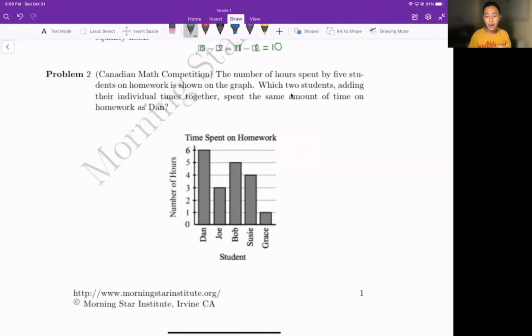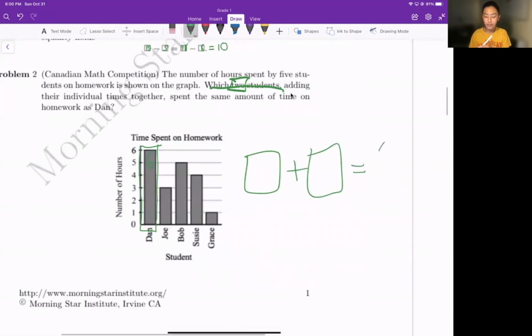Problem 2, the number of hours spent by 5 students on homework is shown on the graph, which 2 students adding their individual times together spent the same time on homework as Dan. So as we can see here, Dan spent a total of 6 hours on homework, and it asks you which 2 students. So we need to find 2 students that when their homework time spent together is 6. So 2 students, their homework times added together is 6.